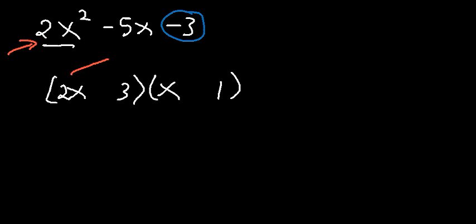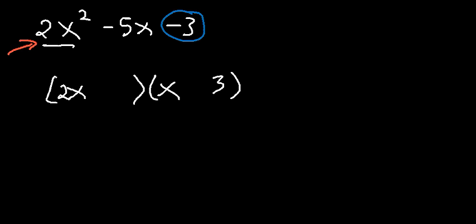If we multiply 2x by 1, we'll get 2x, and 3 times x is 3x. Now the only way it can add up to negative 5x is if we have negative 2x and negative 3x. However, to get negative 3, we need a positive and a negative number, so that's not going to work. So we're going to change the order.